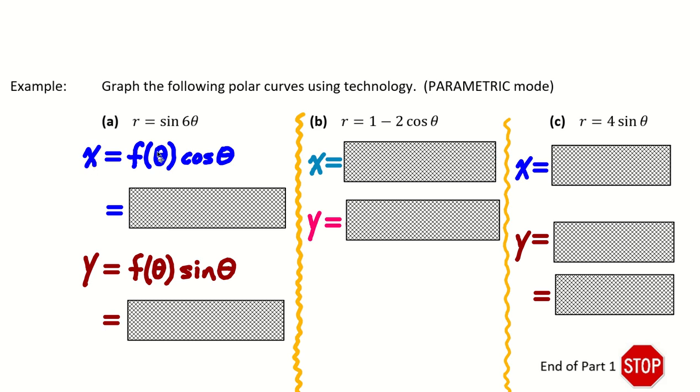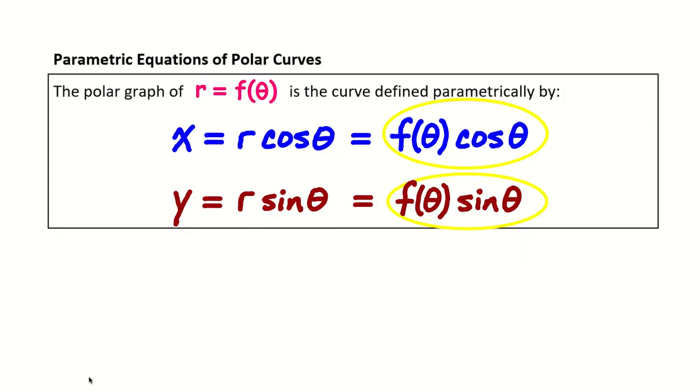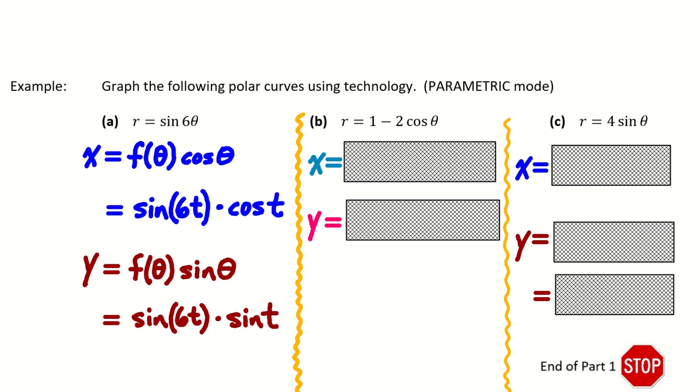Here we go. I'll just give you the final answer. x equals the sine of 6t times the cosine of t. That's all you do. You tack on a cosine of t. And with the y equation, you just tack on a sine of t to that. It's really easy. So what's this going to be, people? x equals what? Whether you use theta or t, let's just use t because that's more conventional.